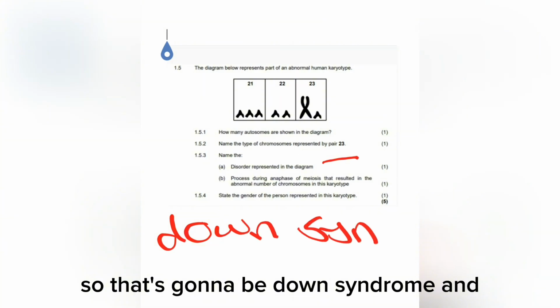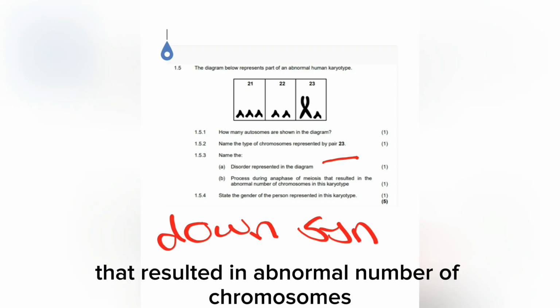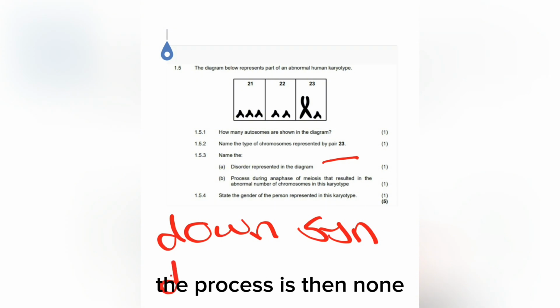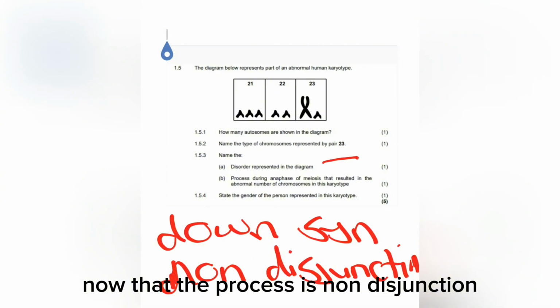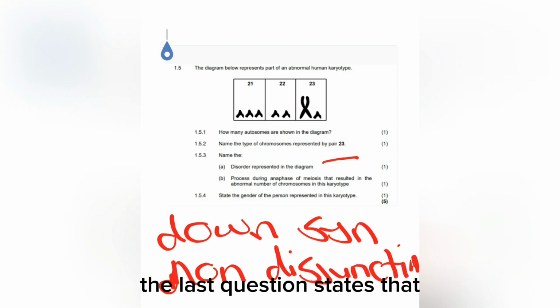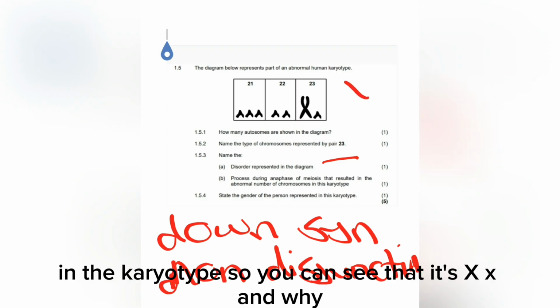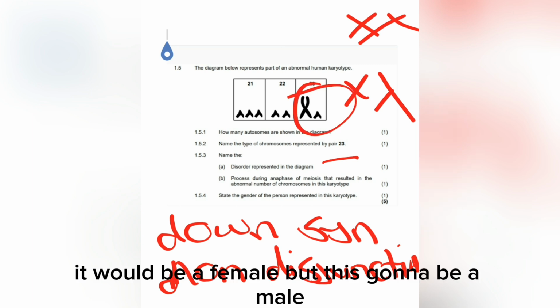And the process during anaphase of meiosis that resulted in abnormal number of chromosomes in the karyotype, the process is non-disjunction. So the process is non-disjunction, but the disorder is Down syndrome. The last question states, what's the gender of the person represented in the karyotype? You can see that it's X and Y, so it's going to be a male. If it was XX, it would be a female, but this one is a male.